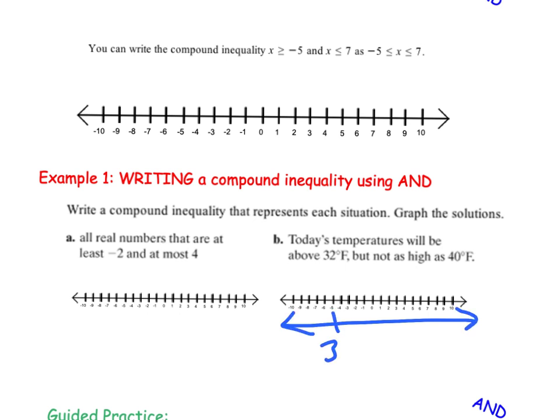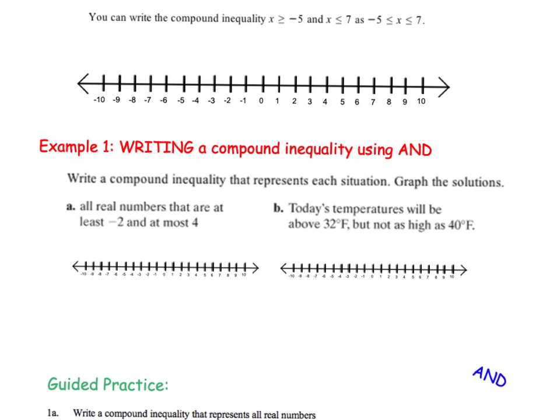And we'll just write 32 down as our boundary number. You're going to be above 32. It didn't say you'd be 32, so we're going to open that circle. But you're not going to be as high as 40. So again, that's another open circle because you won't actually be 40. Your values that will be included for temperatures lie between these two numbers.